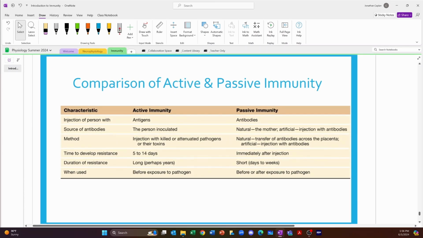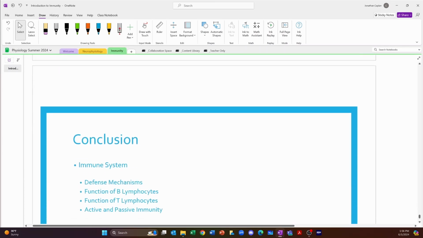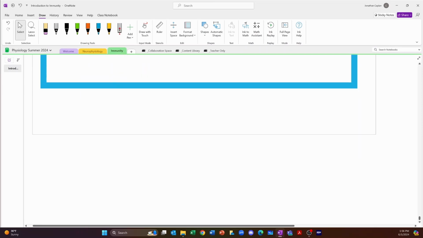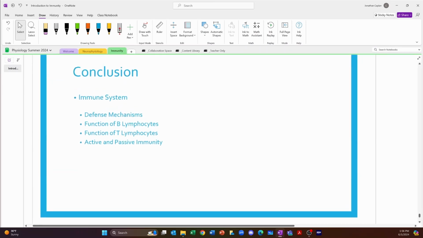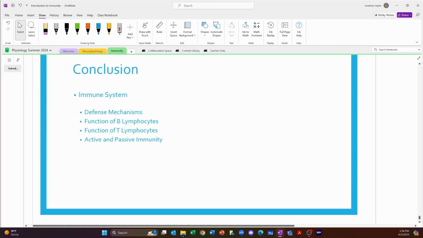And this is just a good summary slide to review. Again, it's generalized, just general information about this stuff. Don't go crazy with detail. Just understand what the B lymphocyte is, where it comes from, and what it does. Understand the different antibodies. And tomorrow will be review.